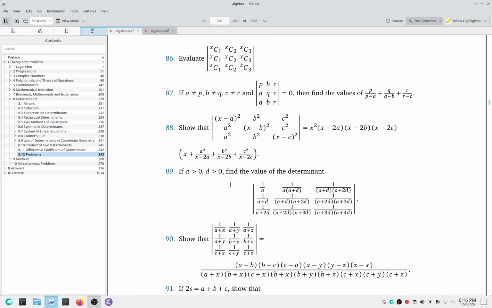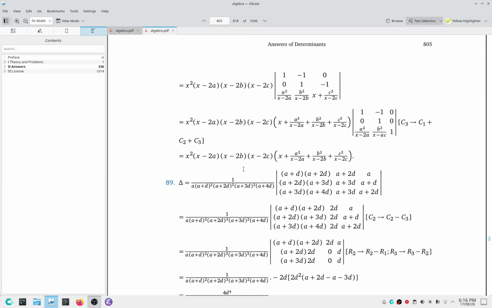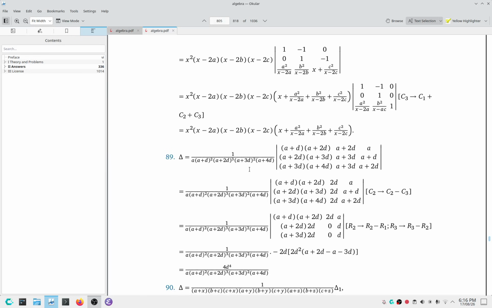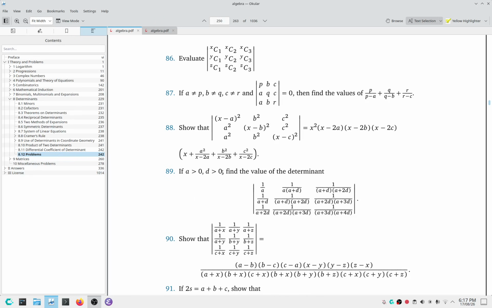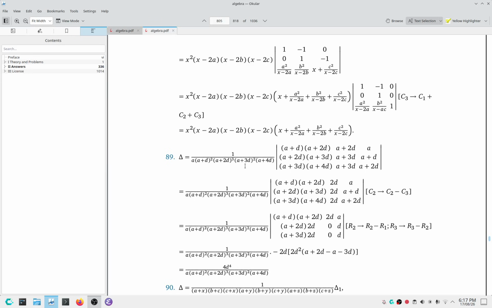Question 89 says that if a greater than 0, b greater than 0, find the value of the determinant 1 upon a, 1 upon a times a plus b, 1 over a plus b times a plus 2d, and so on. So it is increasing the product of harmonic numbers. Okay, so what we do here is, let me see. Okay, this will be complicated.